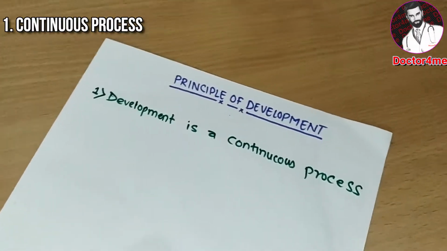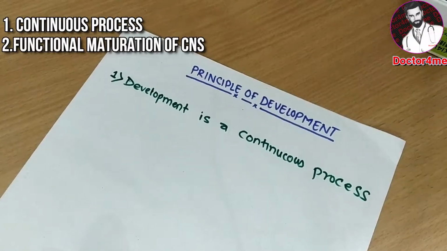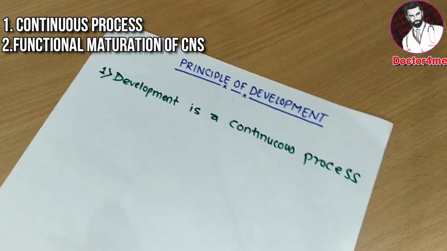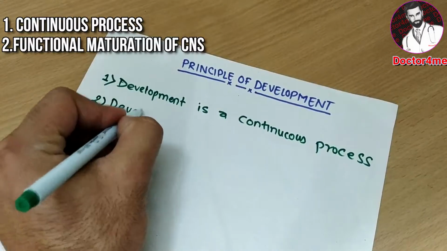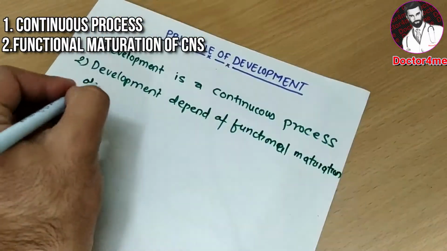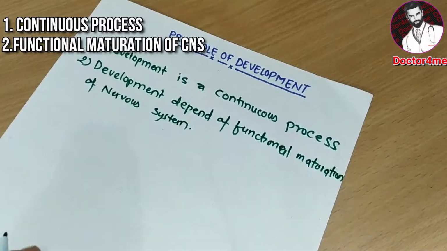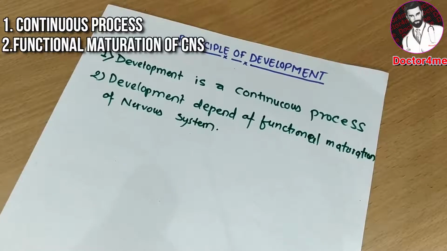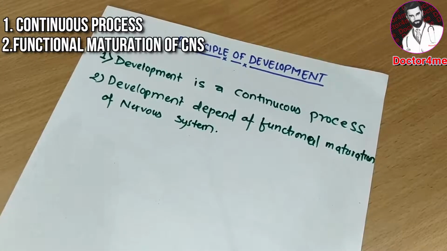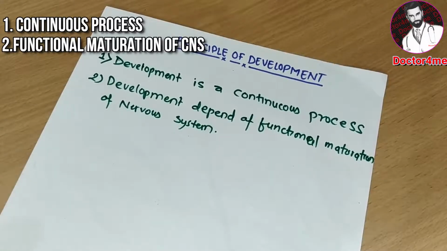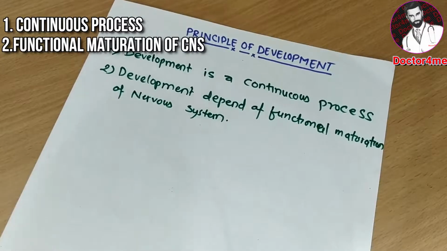Another is that development depends on the functional maturation of the nervous system. Especially the central nervous system plays the main role in development. So development obviously depends on the functional maturation of the central nervous system. However, various practices are essential to gain certain skills, which are captured by the brain, to attain certain milestones or functional maturation. The central nervous system should be active and properly developed.